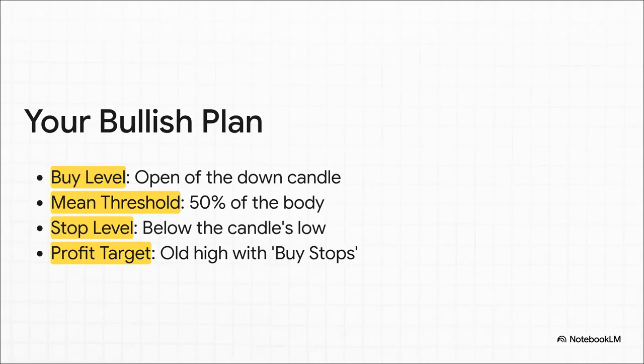Your buy level is the open of that down candle, right at the top of the body. The mean threshold, which is just the 50% level of the body, is like your line in the sand. A really good setup shouldn't dip much below that. Your stop level goes just below the low of the whole candle to protect your capital if you're wrong.